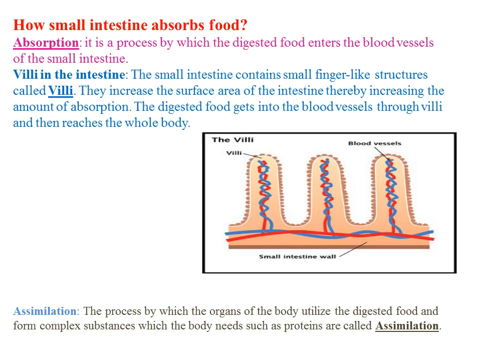Now another process that is very important: assimilation. What is assimilation? The process by which the organs of the body utilize the digested food and form complex substances which the body needs, such as proteins, is called assimilation.